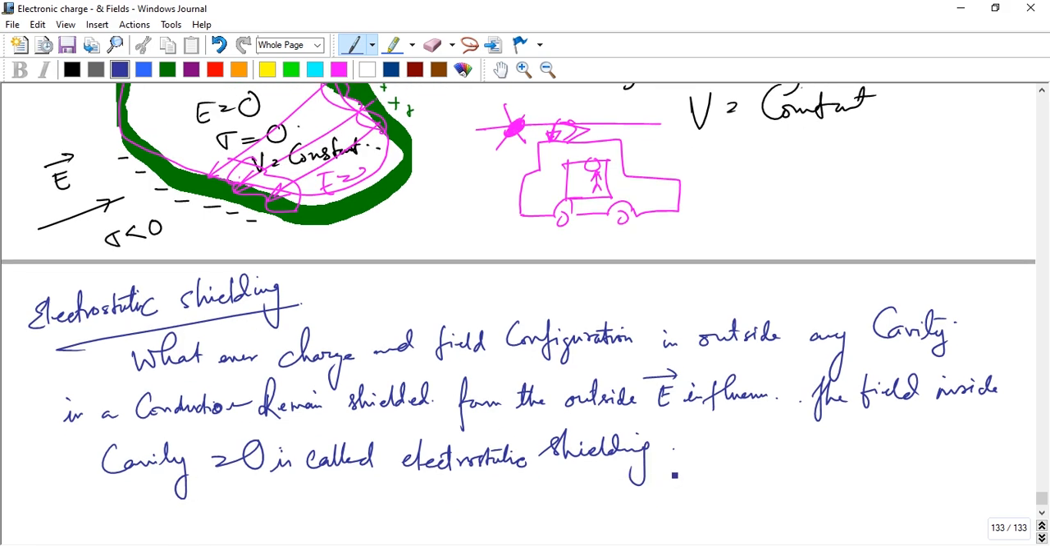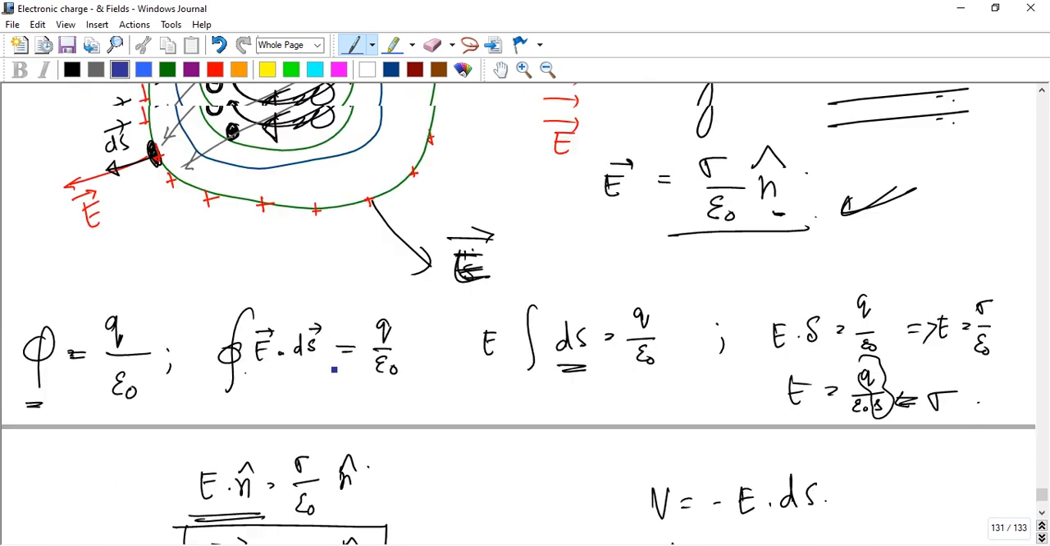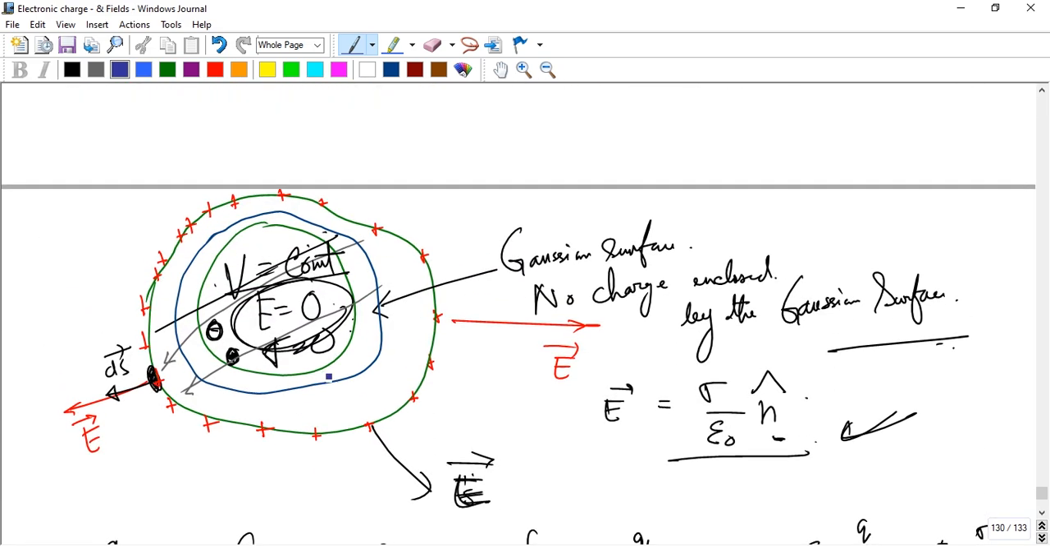Therefore, that is a safety device, because there is no influence of the outside electric field inside that part of the body. Okay, that is the safety. Clear the concept about the electric field and the charge distribution, and what electrostatic shielding is. Okay, so today we end the class here. Thank you.